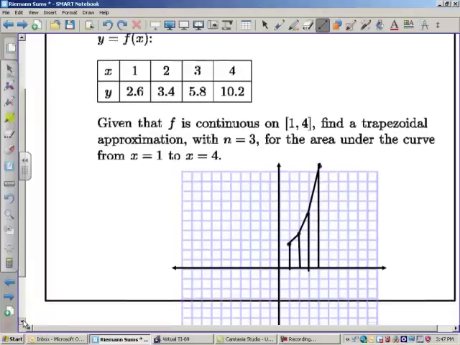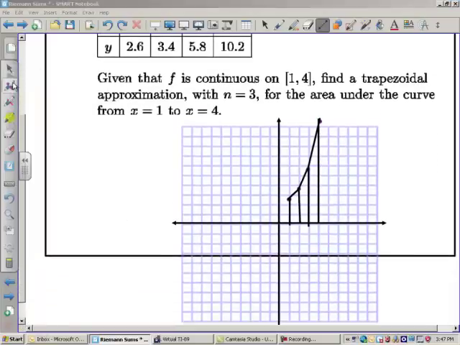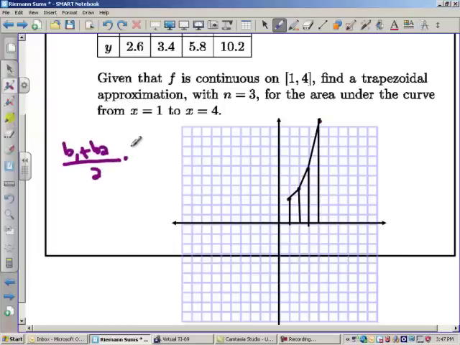So let's see if we can remember how to find the area of a trapezoid. The area of a trapezoid is base 1 plus base 2 divided by 2. You average your bases and then you multiply this times the height. That's the formula for the area of a trapezoid. So this first trapezoid, this is base 1, this is base 2. My height is right here.